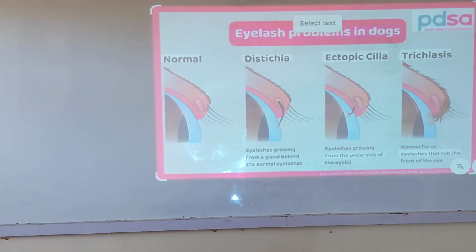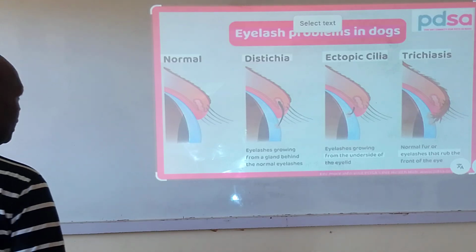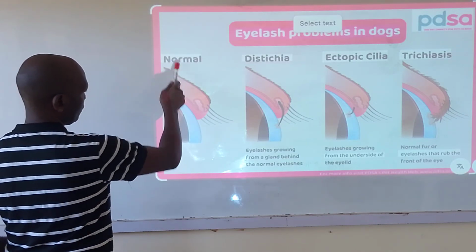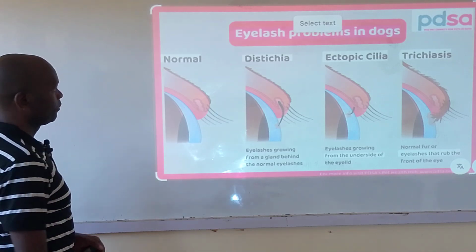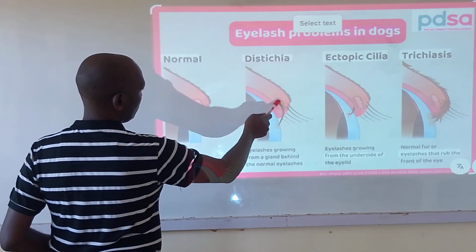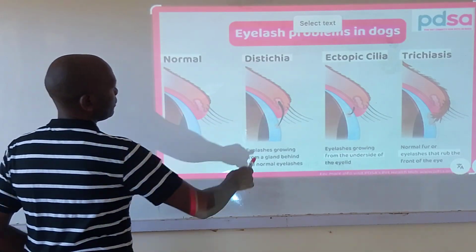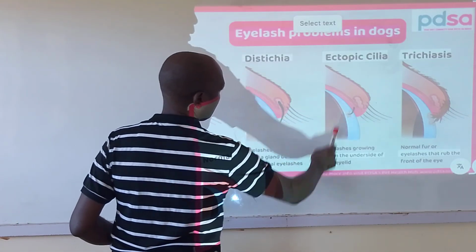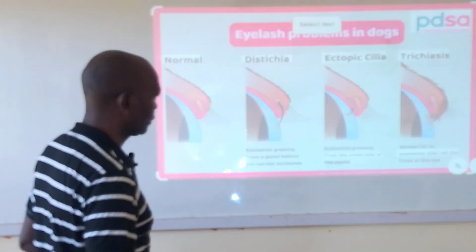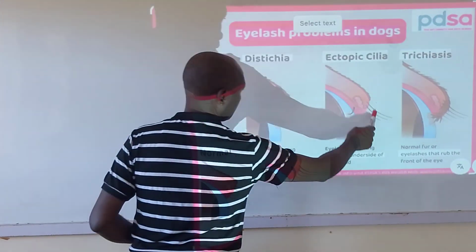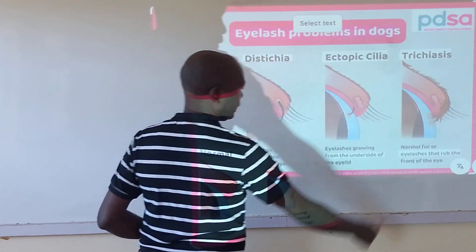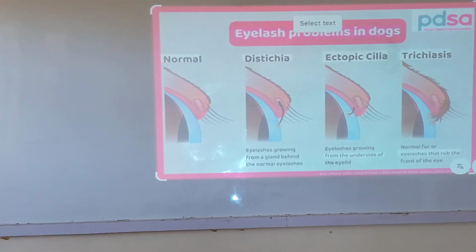This is a continuation of the illustration of these eyelash conditions. So this is the normal eyelash. This is how they grow. In distichiasis, there is an abnormal layer here. And then in ectopic cilia, there is another ectopic eyelash outside the normal rows. And then in trichiasis, there is the infolding of those eyelashes.